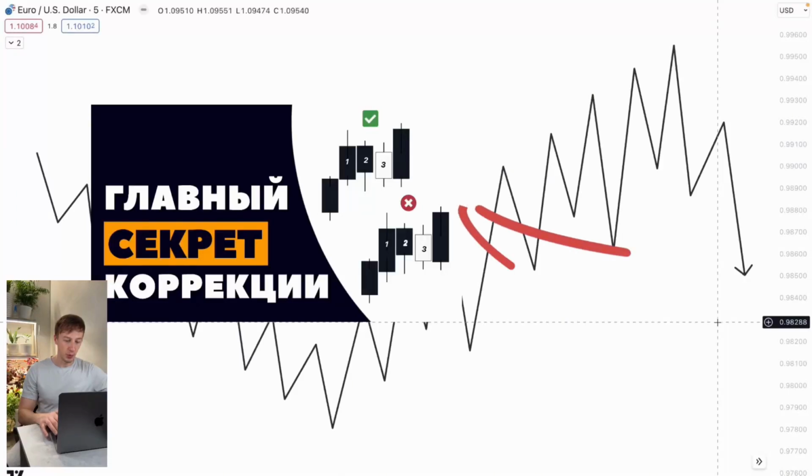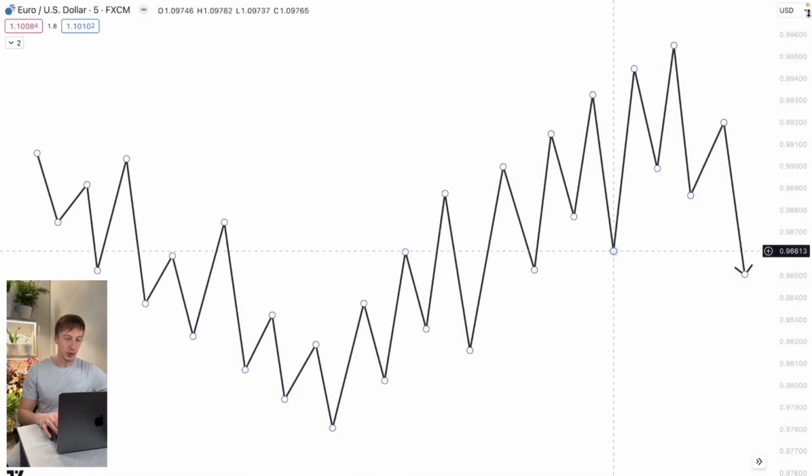In the video about proper pullbacks, we learned how to correctly identify corrections. Based on these corrections, we can construct a zigzag chart. And it is on this chart that we will learn how to identify the BOS choke.